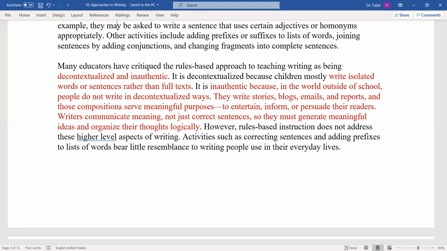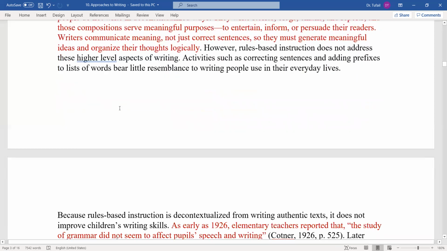In order to give it completeness, this aspect of this approach of writing is lacking, and it's not going to serve any meaningful purpose. Because we write to entertain, to inform, and persuade their readers, writers communicate meanings, not just correct sentences. So they must generate meaningful ideas and organize their thoughts logically. So that was the deviation from this approach.